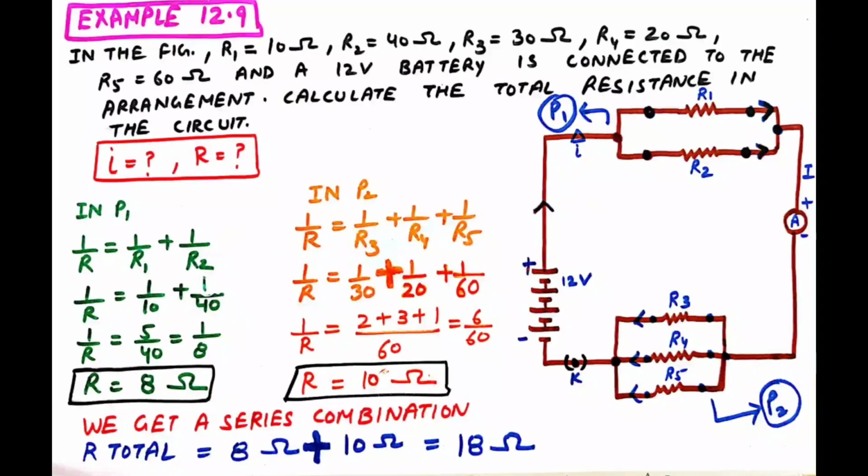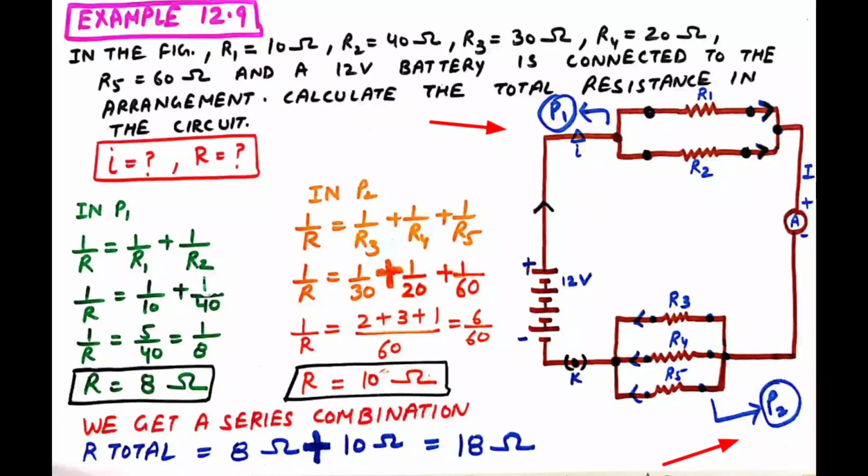Now let us solve a numerical on parallel circuits. The question here is that in the figure, 5 resistances R1, R2, R3, R4 and R5 and a 12 volt battery are connected in an arrangement. Calculate the total resistance in the circuit. So here basically we have to find the current and the resistance. For easy understanding, I have made two parallel circuits in this question, P1 and P2.